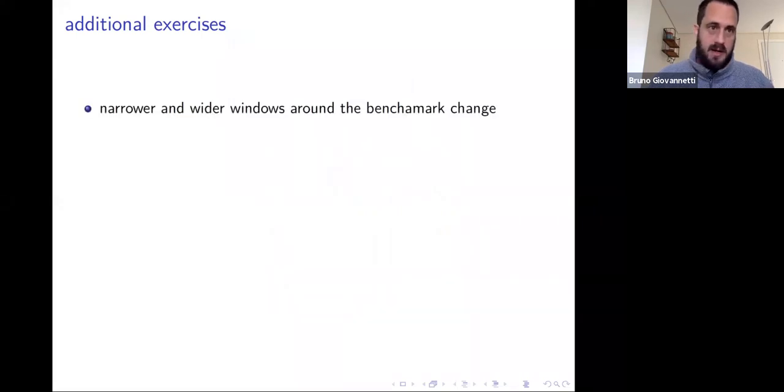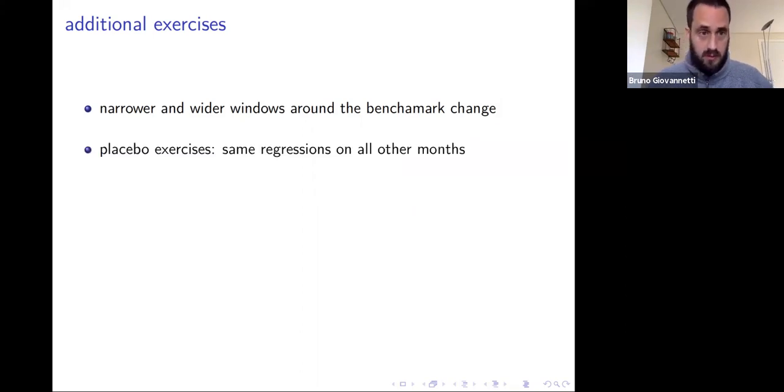We do a number of additional exercises in the paper. It's on my webpage. You guys can go there and download it. We use narrower and wider windows around the benchmark change. We do a number of placebo exercises. We run the same regressions using all other months which had no benchmark change.